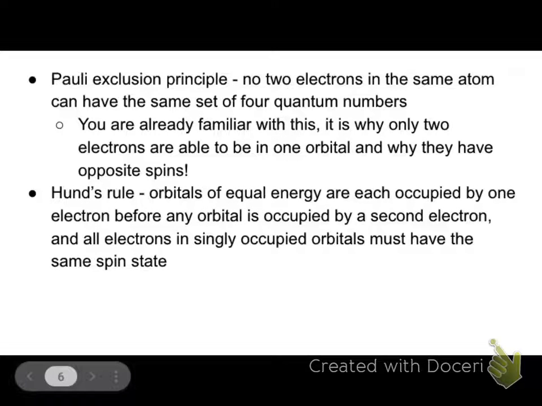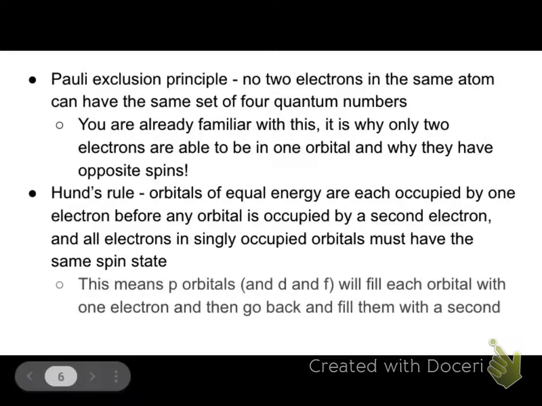Next up is Hund's rule, which has the most new information for you. Hund's rule says that orbitals of equal energy are each occupied by one electron before any orbital is occupied by a second electron, and that all electrons in singly occupied orbitals must have the same spin state. It's a lot of jargon, okay? This means that for p orbitals, and also later on for d and f orbitals, when we're filling those orbitals, each orbital gets its own electron before you go back and fill them with a second electron.